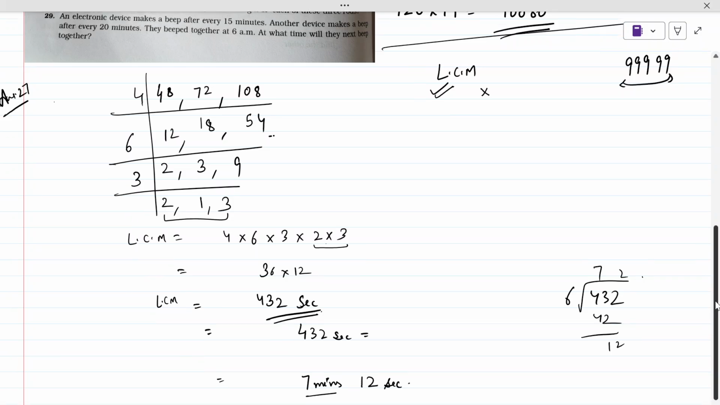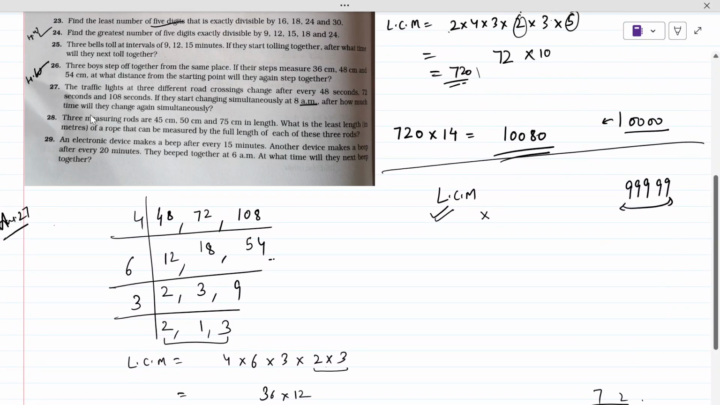This is done. Next, we have 3 measuring rods of 45 centimeter, 50 centimeter, and 75 centimeter in length. What is the least length in meters of a rope that can be measured by the full length of each of these? Simple, we have to take the LCM because we have been asked to find the least length.